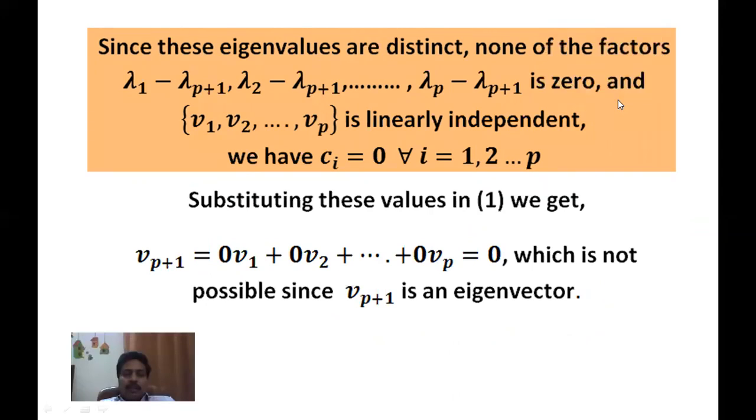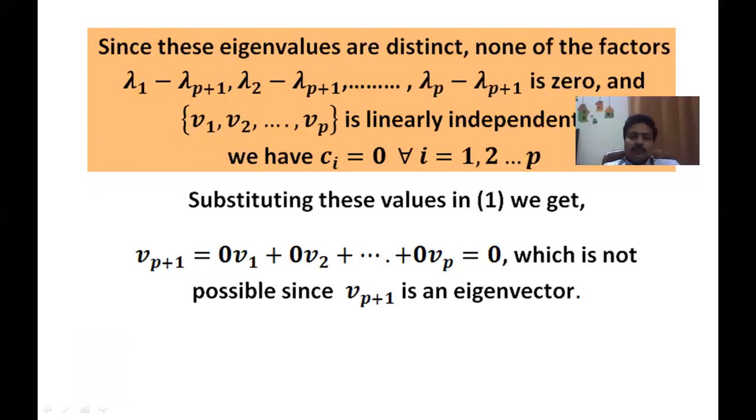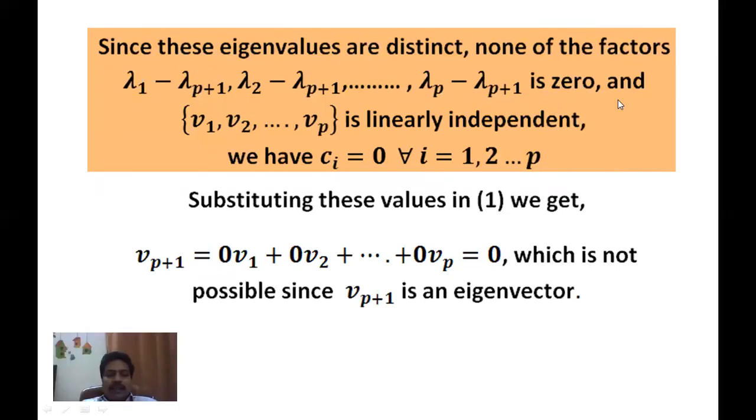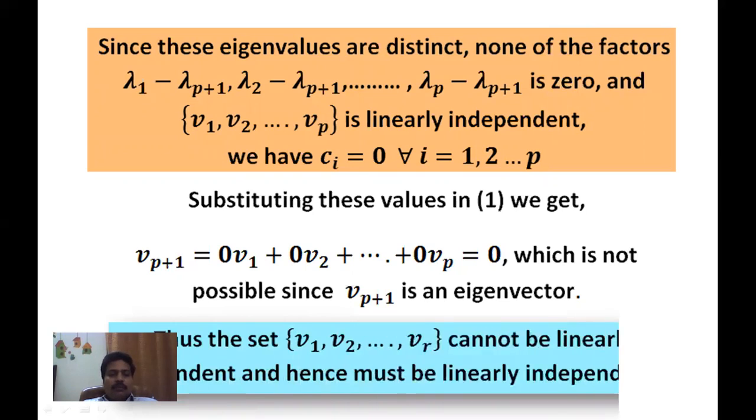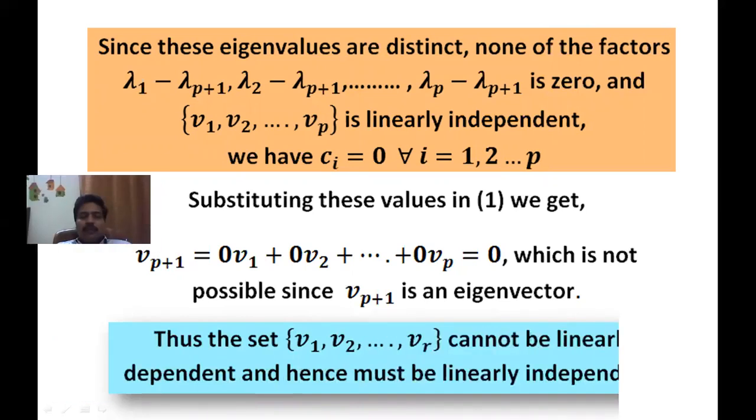Vp plus 1 is an eigenvector. Eigenvectors cannot be zero vectors. By the definition itself, they are non-zero vectors. So our assumption is wrong: the set V1, V2 and so on Vr cannot be linearly dependent, so it must be linearly independent.